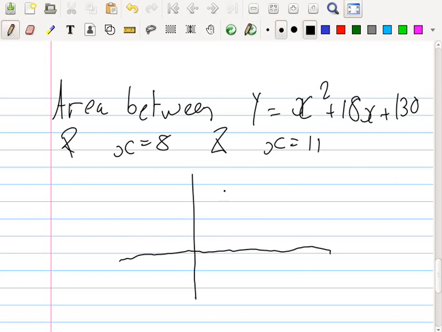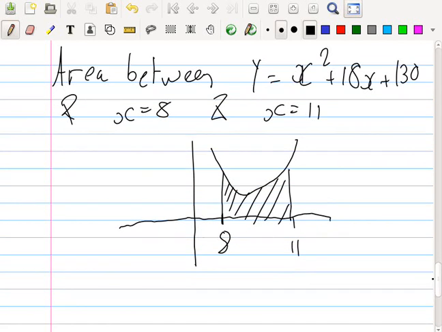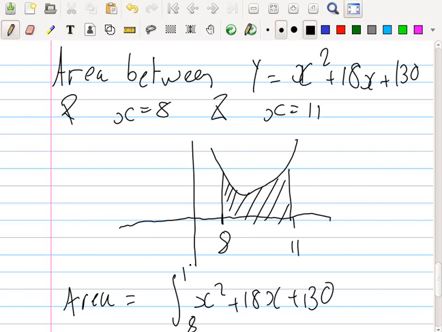So I'm going to draw it looking something like this. It doesn't have roots. But I also tell you that x is 8 and x is 11, so we'll just use those. So this means I want this area. Oh, so if you tell us that x is that and that, we don't have to look for roots. No, it could still have roots and you should still look for them. I'll do another one where it does have roots. So what would the area be here? The integral of x squared plus 18x plus 130 from 8 to 11 dx.